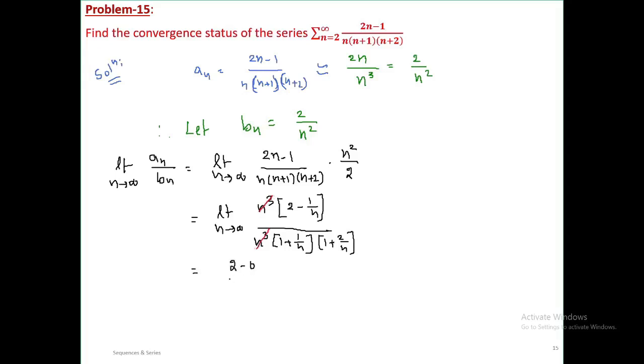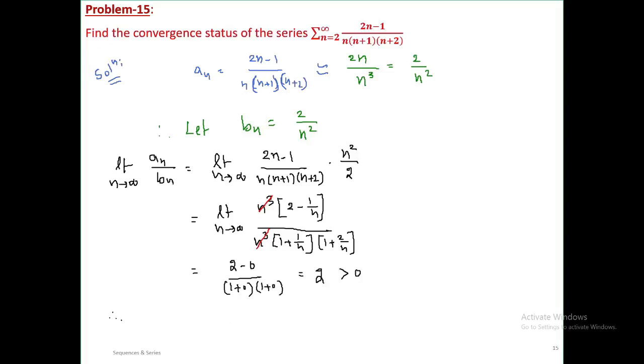2 minus 0 divided by 1 plus 0 into 1 plus 0 into 1 plus 0. So overall, what will you get? It will be 2 only. 2 is more than 0, a finite number. Again by limit comparison test.